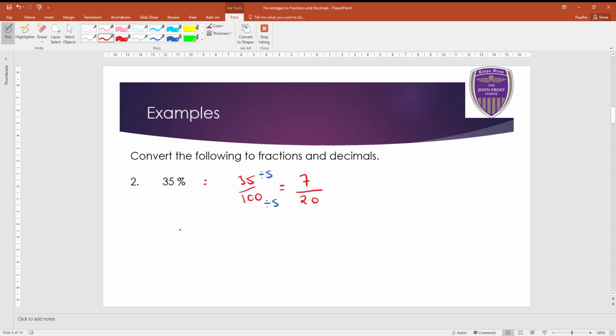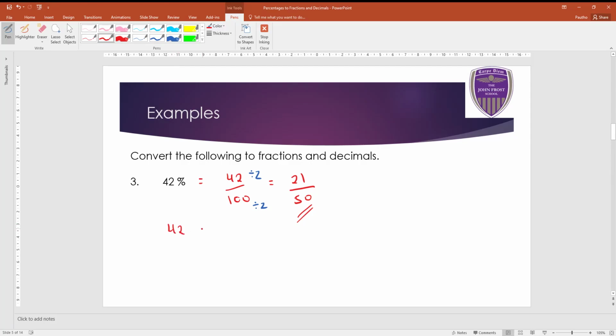For the decimal, 35 divided by 100. And you should be able to do this from previous years. Move 2 to the right, it's 0.35. So the fraction is 7/20 and the decimal is 0.35. Next one, 42%. Again, 42 over 100. This time I spot they're both in the 2 times table. They're both even numbers. So 42 divided by 2 is like half of 42, which is 21. And half of 100 is 50. So it's 21 over 50.